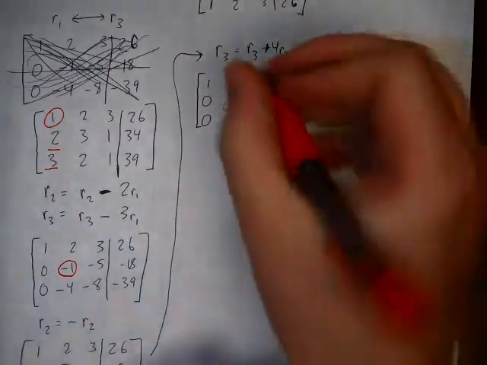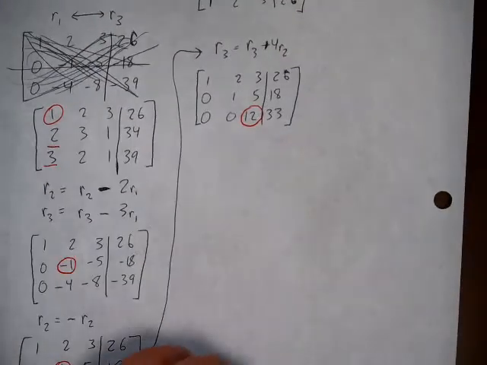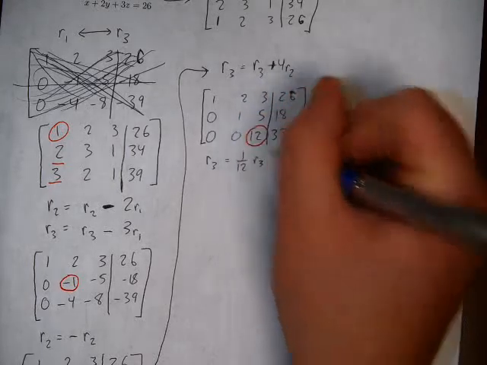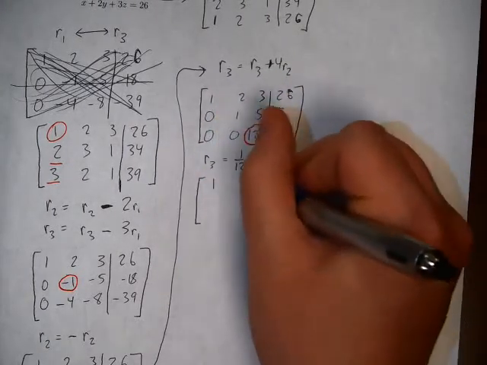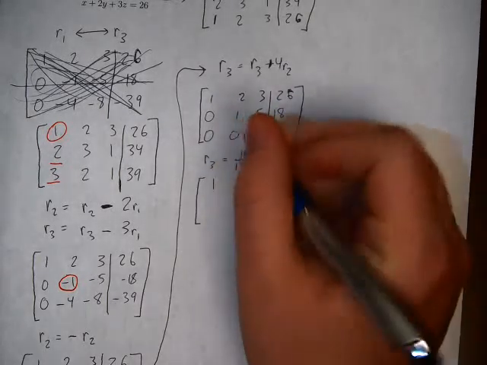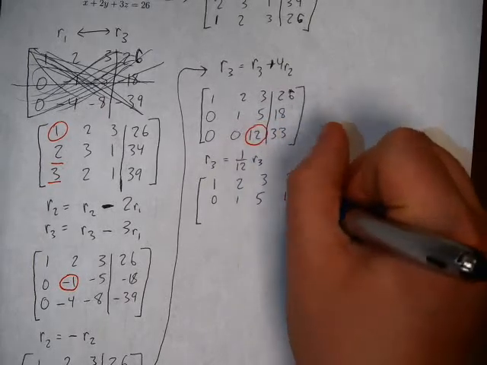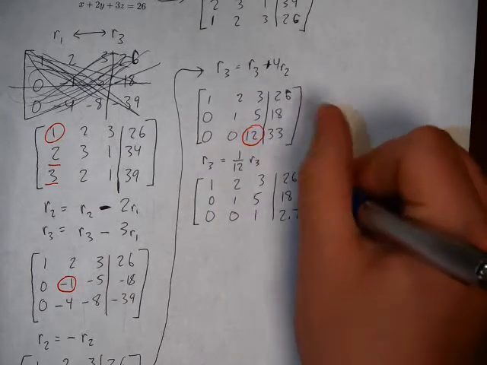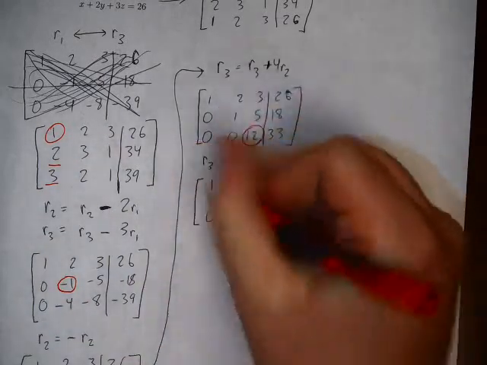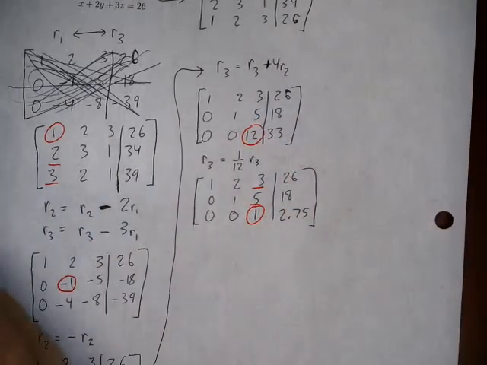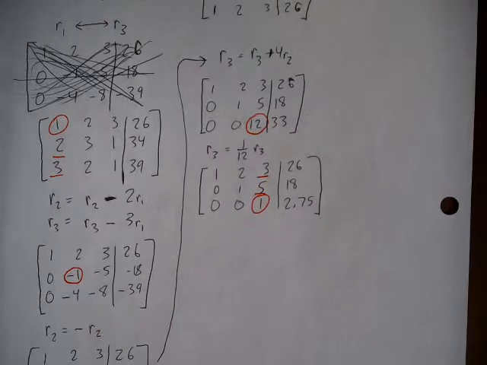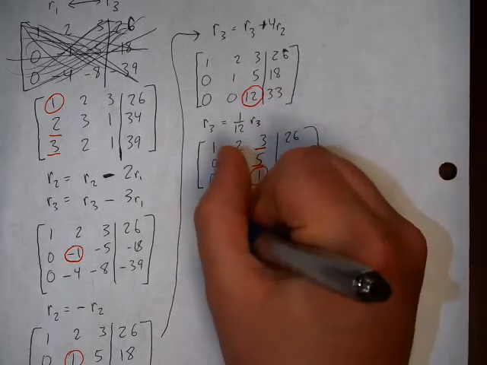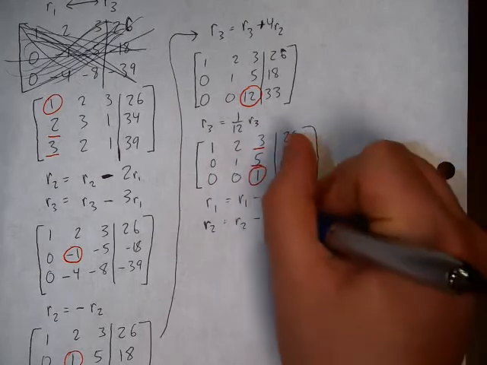Alright, so we want to take this 12 and turn it into a 1. So we'll take row 3 and set it equal to 1/12 row 3. So we get 1, 2, 3, 26, 0, 1, 5, 18, and 0, 0, 1, 2.75. Alright, so we need to start working backwards now. We've got our leading ones. Now we need to get things into reduced row echelon form. In order to adjust row 1, we'll take row 1 and set it equal to row 1 minus 3 row 3. And we'll take row 2 and set it equal to row 2 minus 5 row 3.